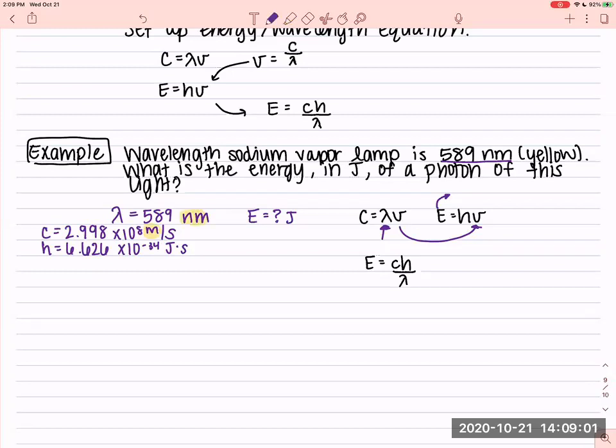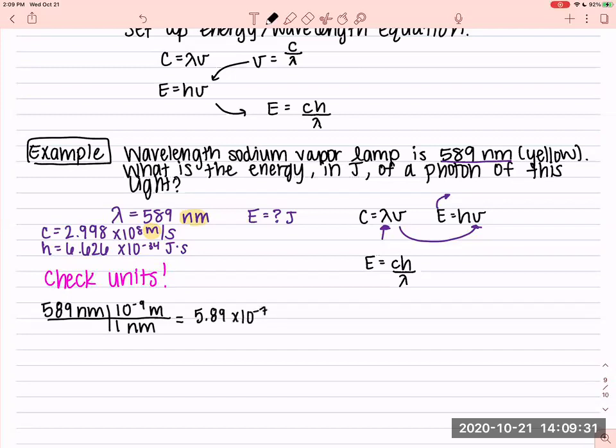So I have to check my units. If your units don't work, it's not going to work out. So I'm going to have to take my 589 nanometers and turn them into meters, and hopefully you know a conversion for that. So I know 1 nanometer is equal to 10 to the negative 9 meters. Maybe you have another conversion memorized. That's totally fine. We're going to get 5.89 times 10 to the negative 7 meters here. So that's actually the lambda that we're going to be using.